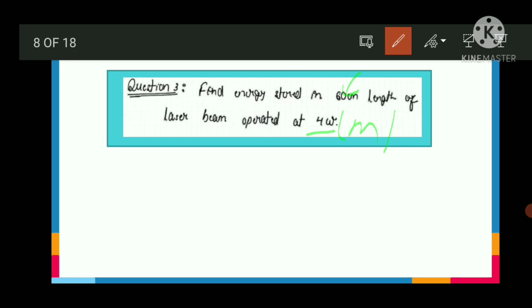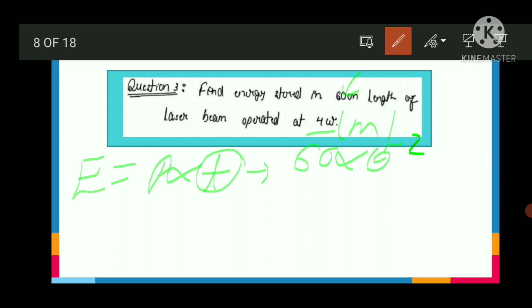So I think you know one thing: energy equals power into time. But this time here is actually the time taken by the light to travel 60 centimeters. So t equals distance, 60 into 10 to the power minus 2 meters, upon velocity. Velocity means speed, 3 into 10 to the power 8 meters per second. So this comes to 2 into 10 to the power minus 8 seconds.